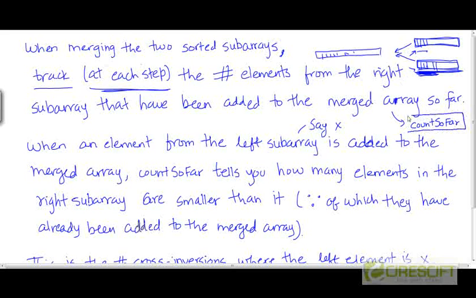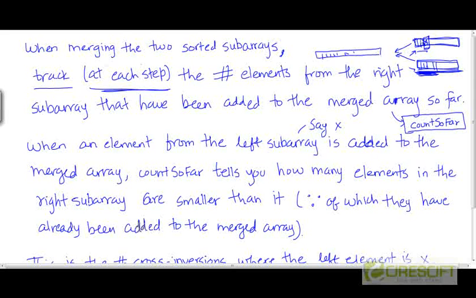Let's assume that this counter is an integer variable called count so far, which is counting the number of elements from this list which have been added to the merged array so far, and it keeps track of that count at every step of the merge procedure. Now, let's take an arbitrary element from the left subarray and call that element x. Let's say that at some point of the merge procedure, we decide that x is going to be added to this answer list.